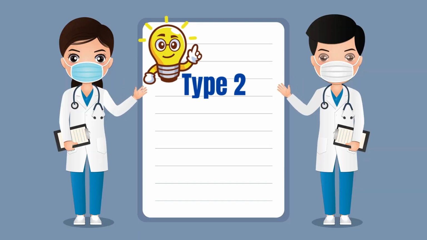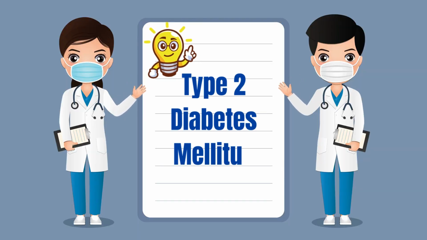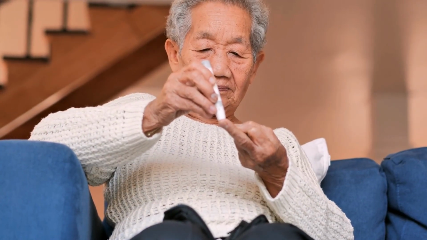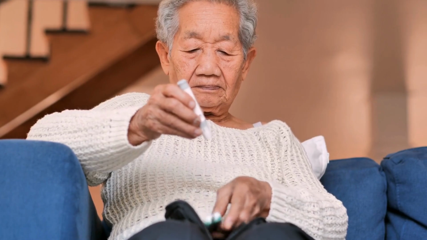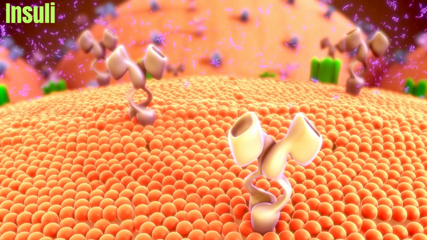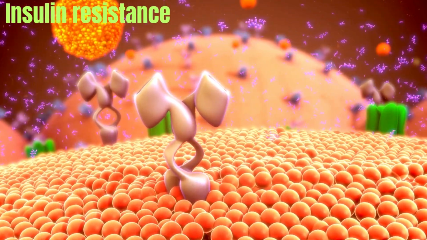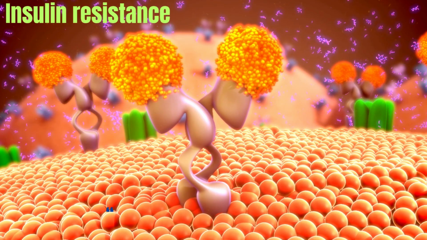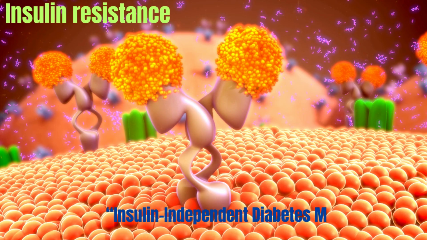Now let's see about type 2 diabetes mellitus. The risk of developing it increases with age, and usually the older population is affected by type 2 diabetes mellitus. Unlike type 1, it has no autoimmune basis. Rather, it develops due to insulin resistance. So it is also known as insulin-independent diabetes mellitus.